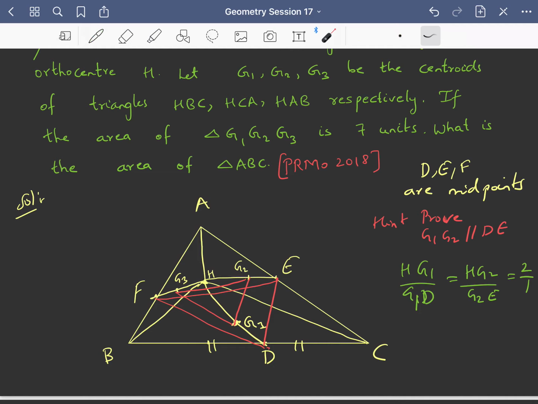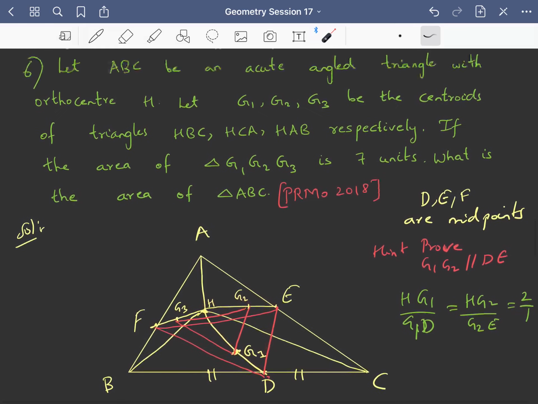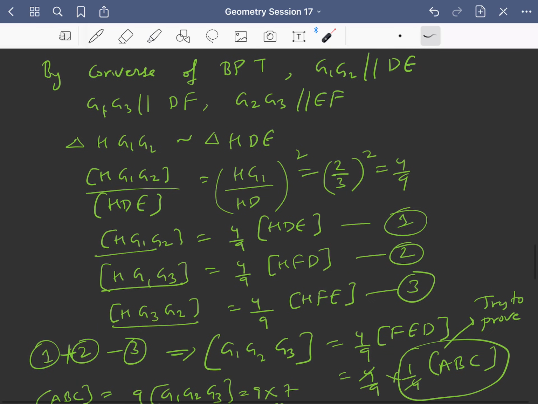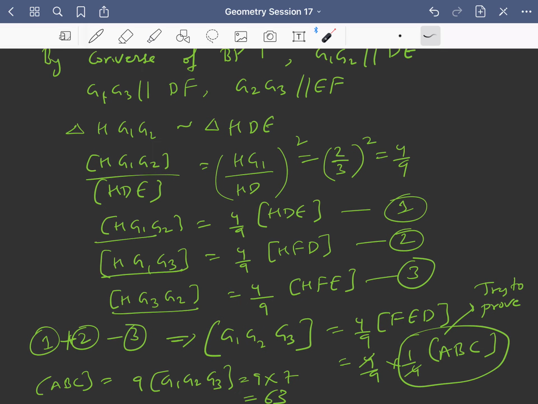So this is a good problem. The only things required here were the basic proportionality theorem and its converse. First we proved that G1G2 is parallel to DE, G1G3 is parallel to FD, and G2G3 is parallel to FE. And then we just used the ratio of areas. Fine. So just copy the solution of this problem. You can pause the video and copy the solution.